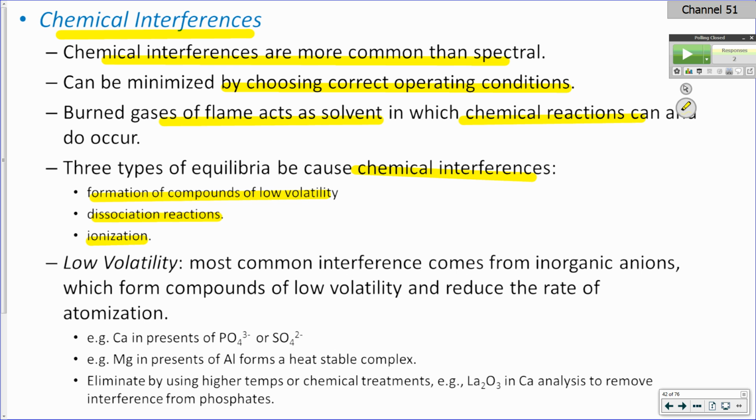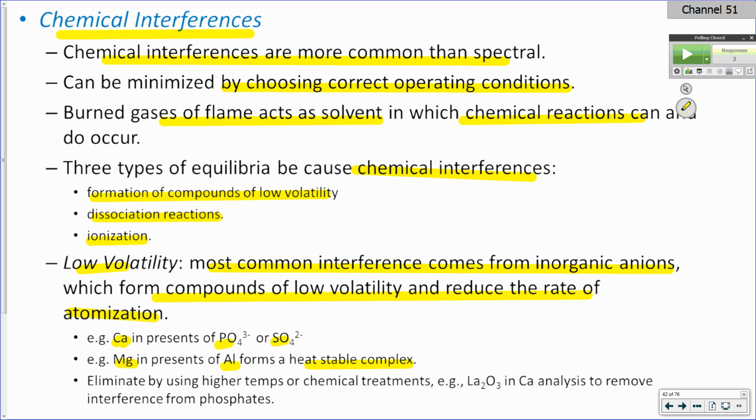Things like low volatility. This typically, when you have inorganic ions present, things like phosphate in particular is a problem. Those will form low volatility complexes and reduce the rate of atomization that occurs. A couple examples are calcium in the presence of phosphate or sulfate forms a stable heat complex. So 3000 degrees won't treat that well. Right? If you have magnesium in the presence of aluminum, those 2 things form a very heat stable compound.